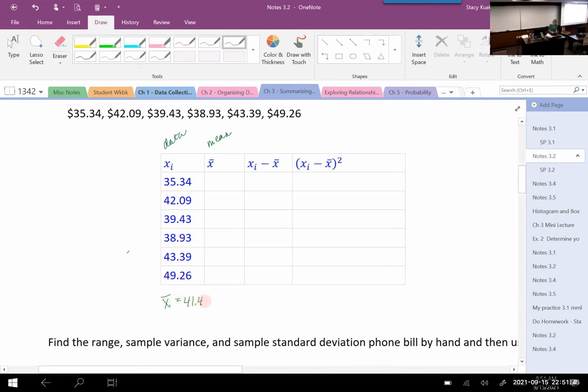Okay, so I know that X bar, which is the mean of the sample, is equal to 41.41. Now, if you're following along with our chart here, what I need to do is write X bar, 41.41, in every single cell in this column, all the way down. Okay, so I found the average, right? I found the center of this data set.